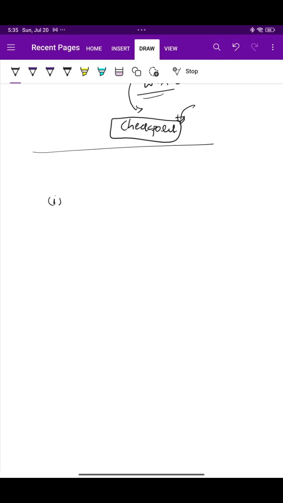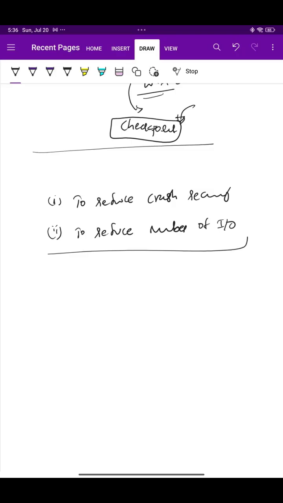One is to reduce crash recovery time. Checkpoint is needed to reduce crash recovery time. The second reason is to reduce the number of IOs. These are the two reasons.